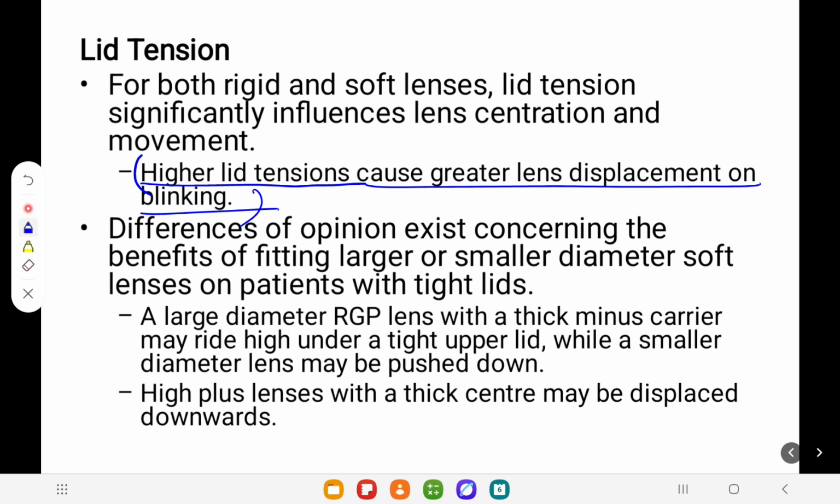Okay, so a difference of opinion exists concerning the benefit of fitting larger or smaller diameter soft lenses on patients with a tight lid. A larger diameter RGP lens with a thick minus carrier may ride high under the tight lid. Sometimes it is asked in the MCQs too. A larger diameter RGP lens with a thick minus carrier may cause the lens to ride up, while a smaller diameter may cause the lens to push down, so basically ride low. A high plus lens with a thick center may be displaced downward.